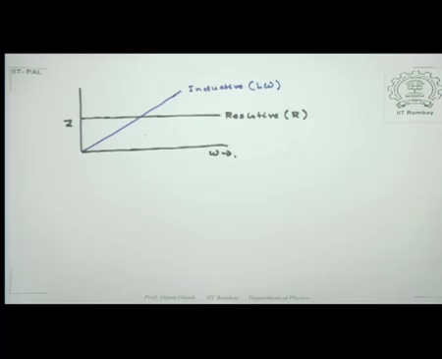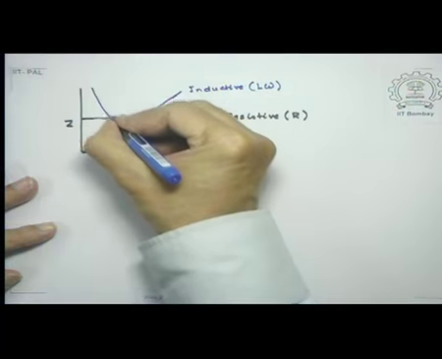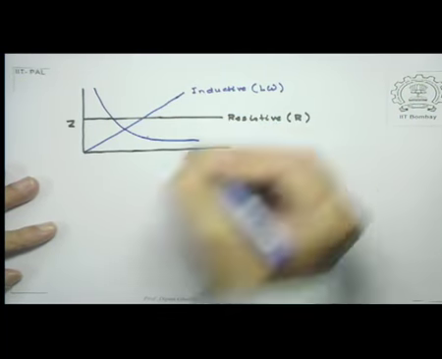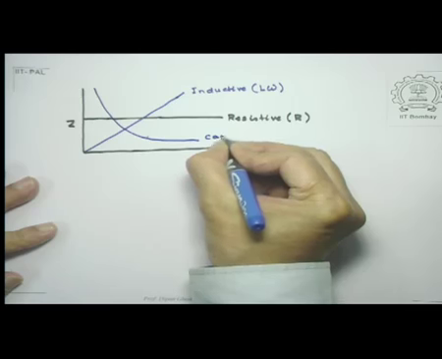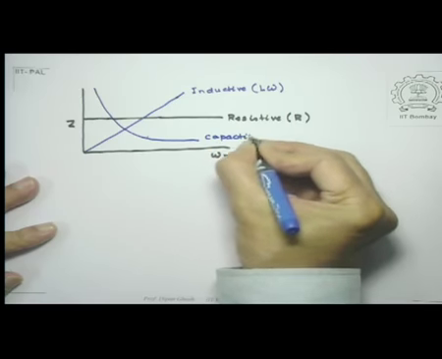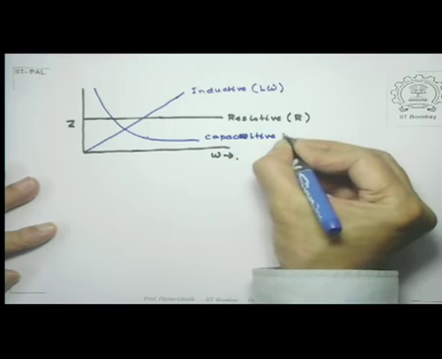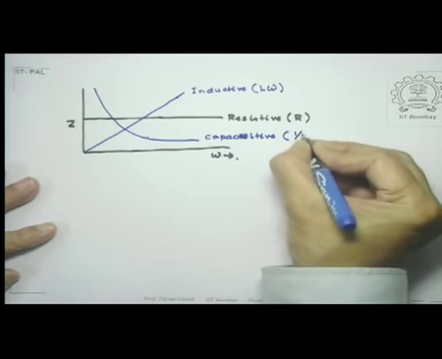The capacitive circuit gives a different type of variation because the capacitive reactance is 1 over omega C. So therefore, what you get is something like this. So this is capacitive, which is 1 over omega C.